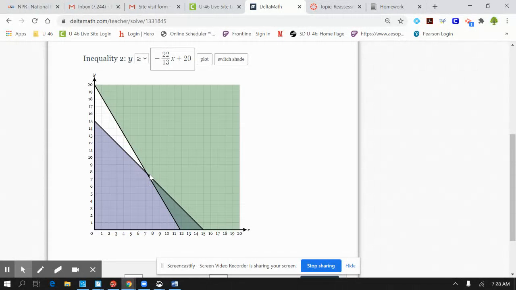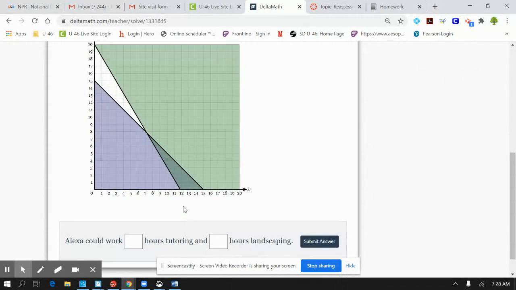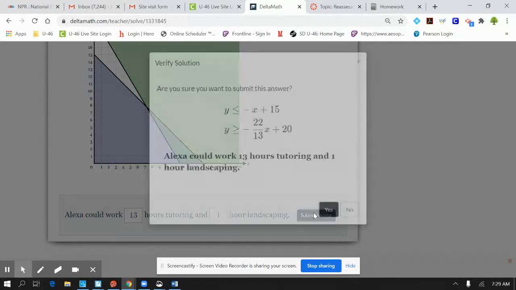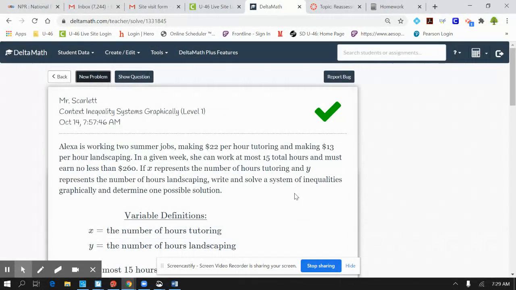So for this worker, only the double shaded region is her solution. This allows her to work less than 15 hours, but at the same time make more than $260 per week. So any ordered pair in here. And notice this word could. So there are many, many solutions. We just need to find one in this region. And I'll just pick this one, 13, 1. So 13 hours for tutoring, 1 hour for landscaping. And we got it right.